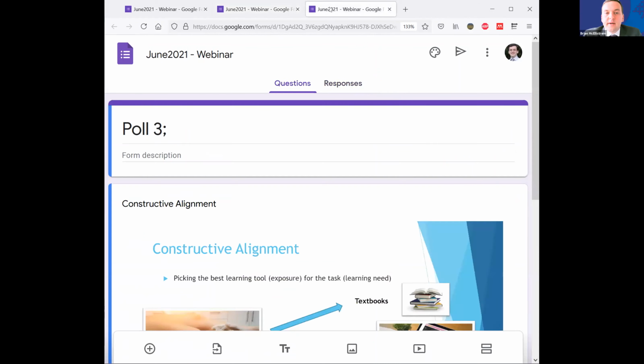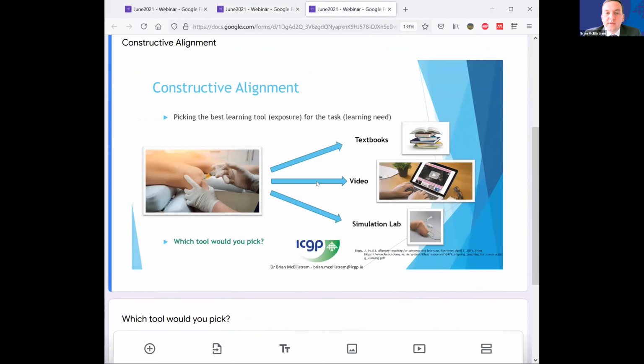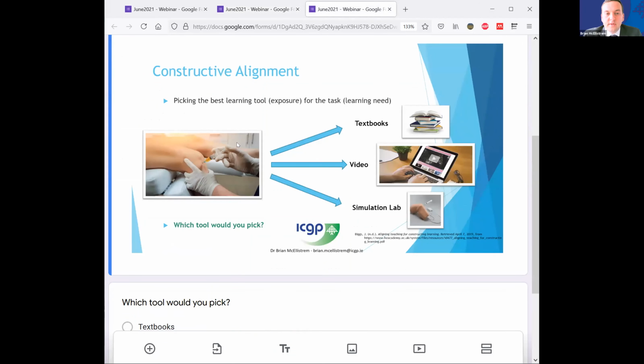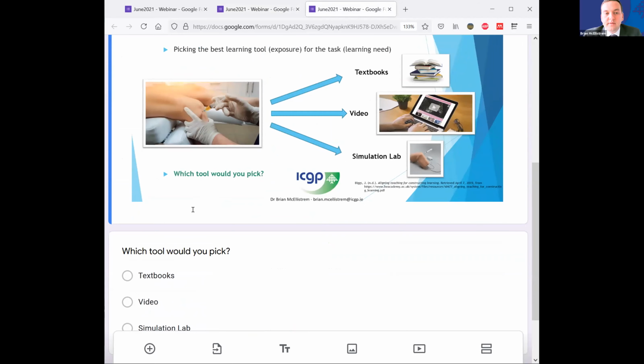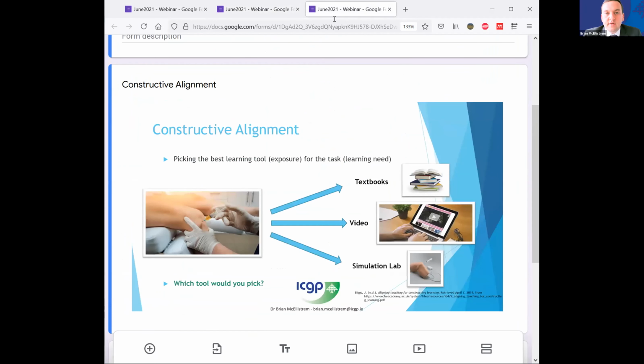Okay, so let's have a look at the question. Our question was, which are the best learning tools for learning knee aspiration? Which one would you pick? So you have three options: textbooks, the video, or the simulation lab.